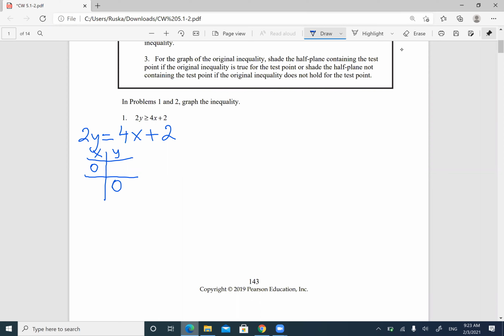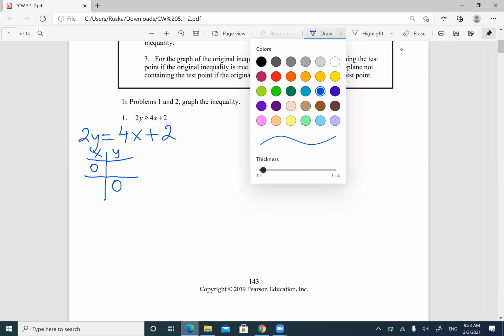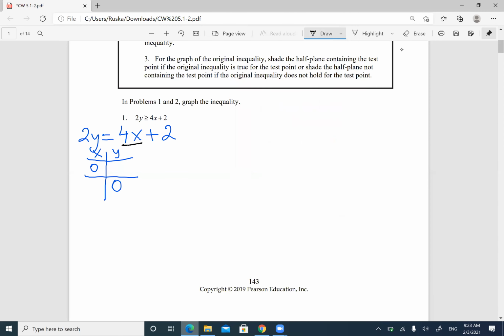So I'm going to pick 0 for x and 0 for y. When I replace x with 0, what am I going to get? So x is 0, so this is 0. I'm going to get 2y equals 2. Then I'm going to divide by 2, and that's going to give me y equals 1. So my first point is going to be 0 and 1.